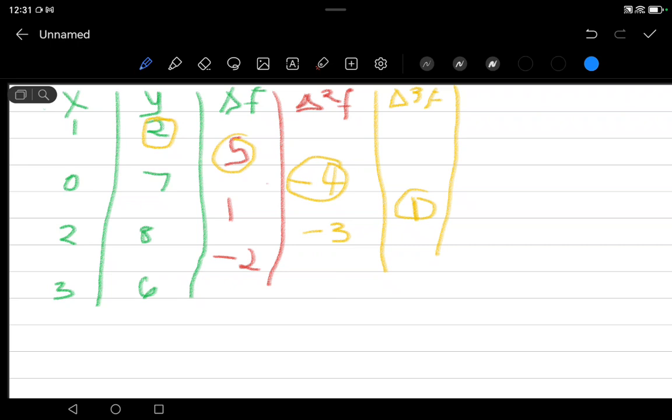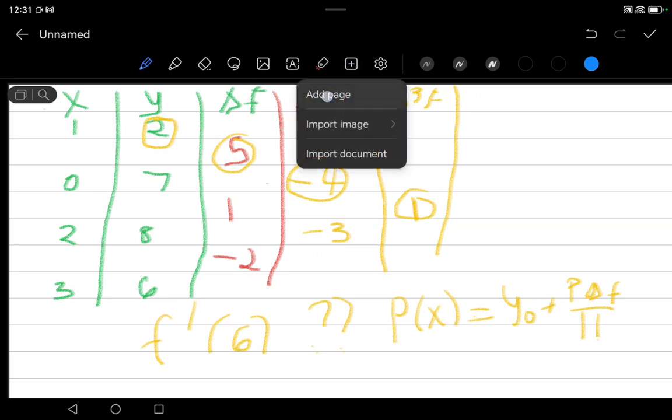Okay, so now we are done constructing the table, and they want us to estimate f prime of 6. We are looking for that. And remember, here we have the formula. p of x equals y0 plus p change in f over 1 factorial, and then plus p into, let me write it down this side.